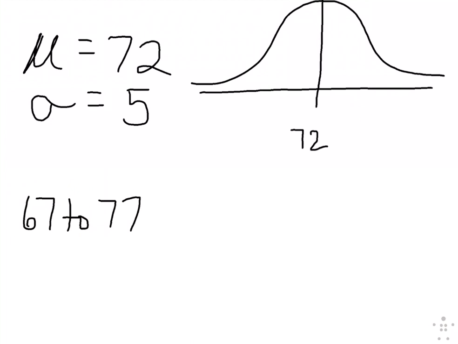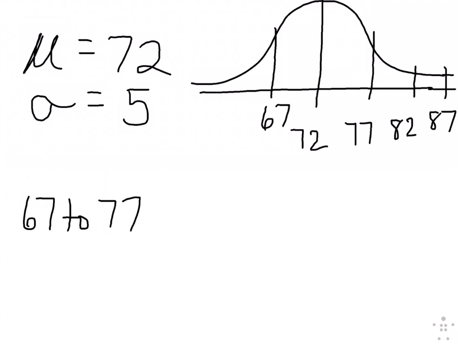72. And then 1 standard deviation above, what's 72 plus 5? 77. What's 77 plus 5? 82. What's 82 plus 5? 87. What's 72 minus 5? 67. What's 67 minus 5? And 62 minus 5?